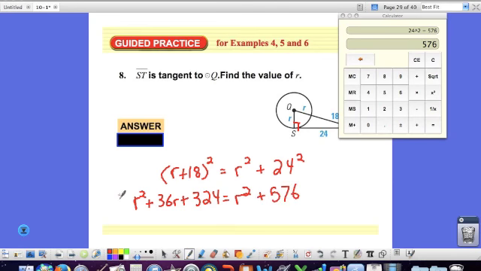I subtract r squared from both sides. I get 36r plus 324 equals 576. 576 minus 324 is 252. I divide by 36, and I get r is equal to 7.